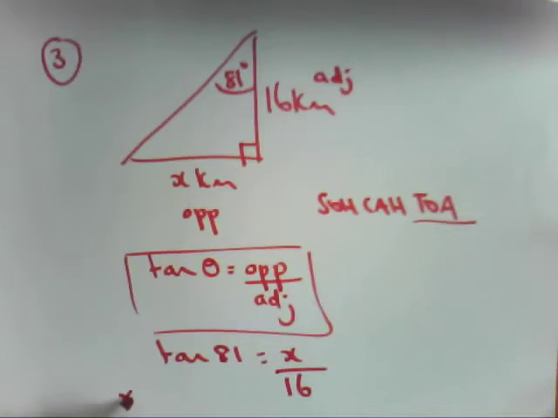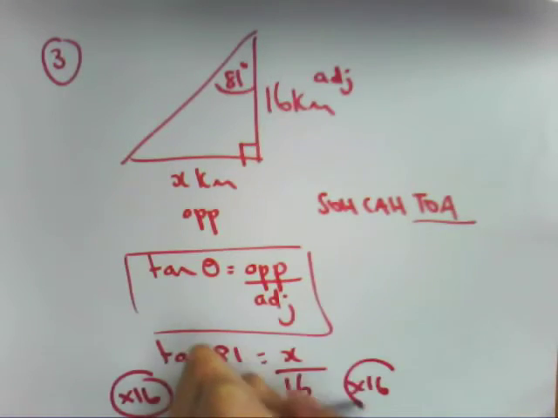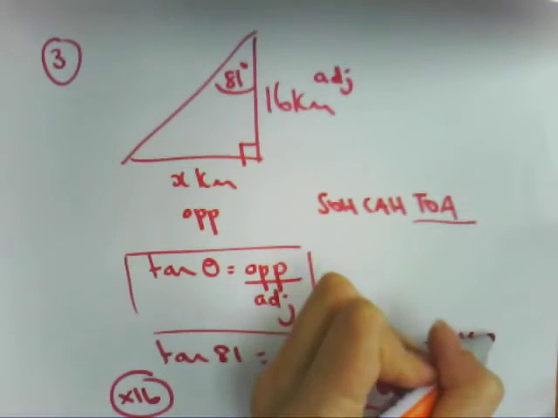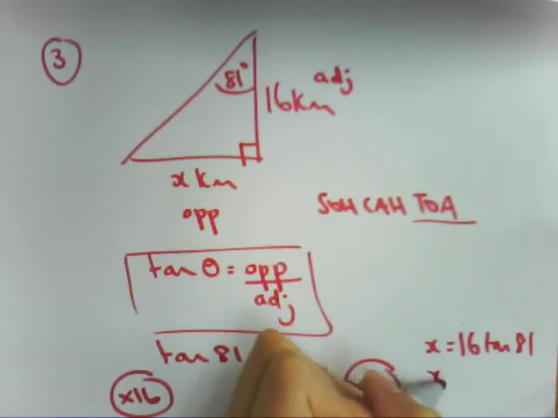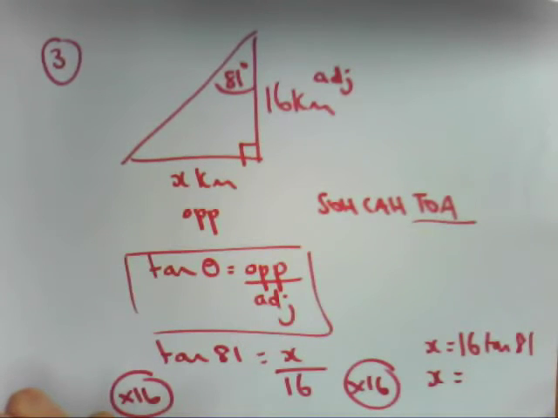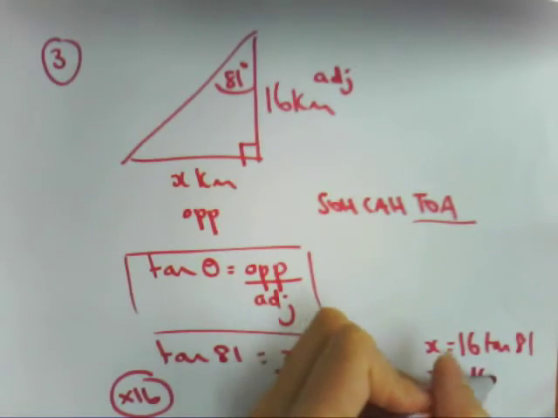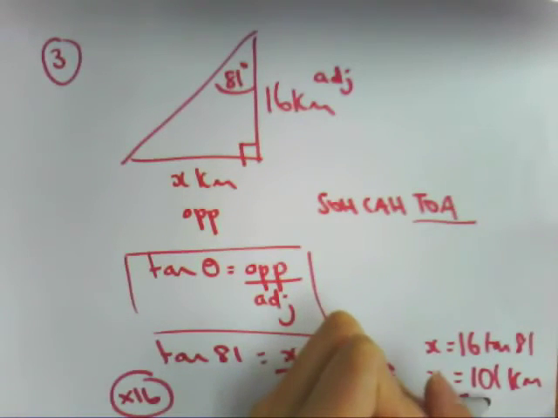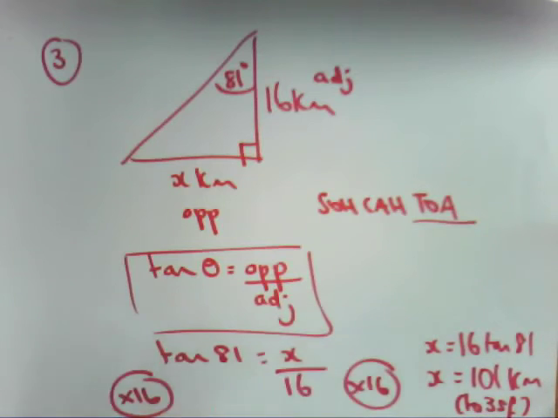Same old trick, we multiply by 16, and the final answer is x equals 16 times tan 81. Plug it in the calculator and we get 101 kilometres to three significant figures. So hopefully that's helped. We've done one of each of the three trigonometric ratios with all the explanation there. Hopefully now, no problem at all completing those questions.